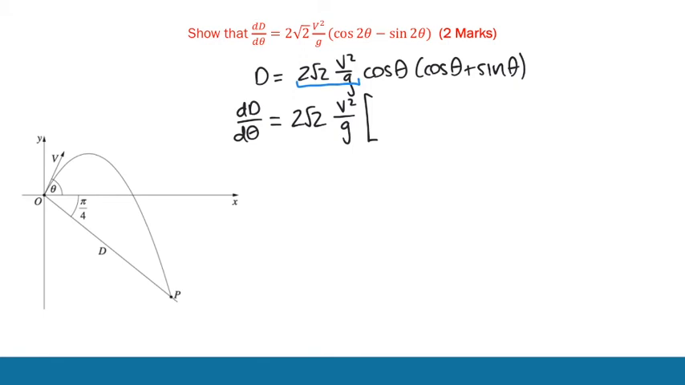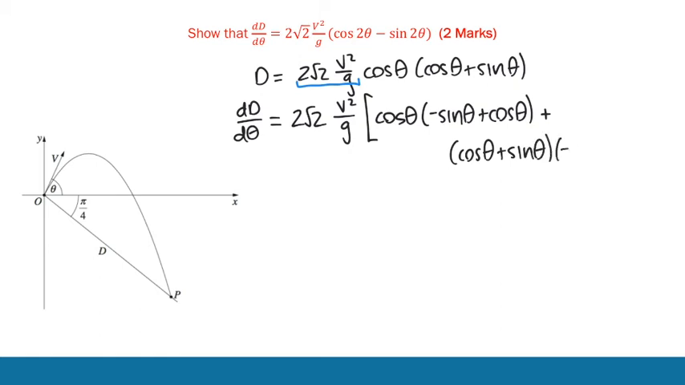So we have a derivative of cos times cos plus sine. This is a product rule question. You could do this by expanding and then using the chain rule, but I'm just going to do the product rule because that's the form it's in. So, product rule says we use the first function times the derivative of the second function, which derivative of this is negative sine plus cos. Then we add the second function times the derivative of the first function.